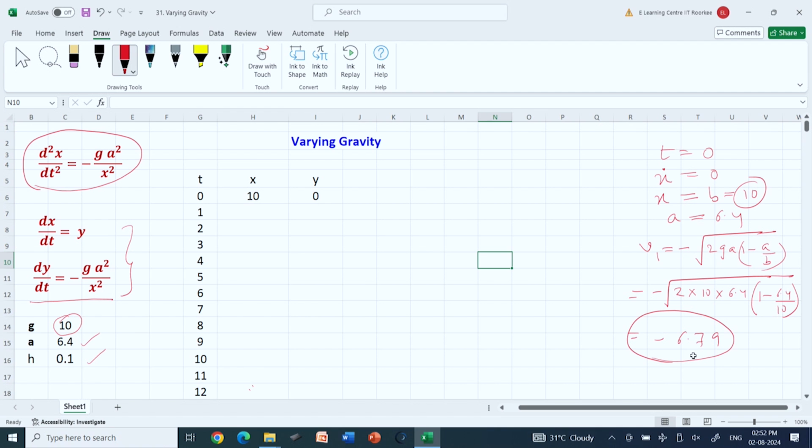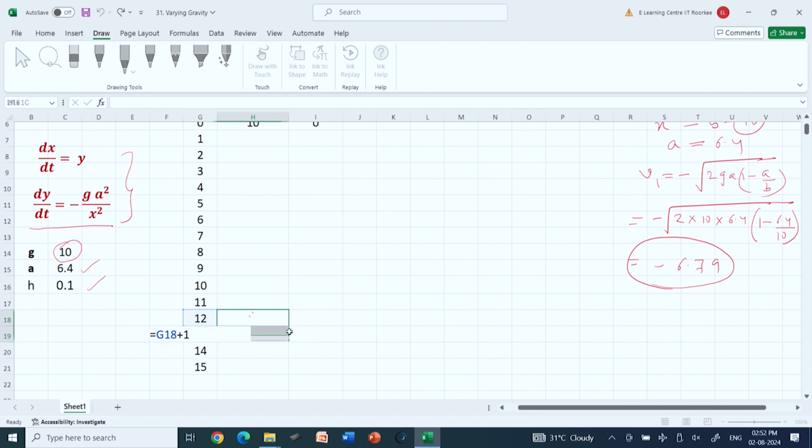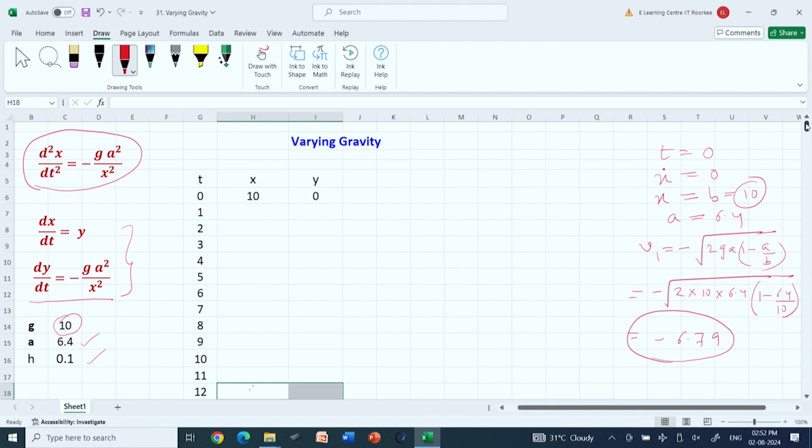So, let us use Microsoft Excel. As you can see, I already have time from 0 to 15. The value of the acceleration due to gravity is 10, the radius is 6.4, the value of b is 10. So, that is why the initial value is 10 at time t equal to 0, and dy/dt is nothing but x dot, that value is also 0. So, let us now calculate this.